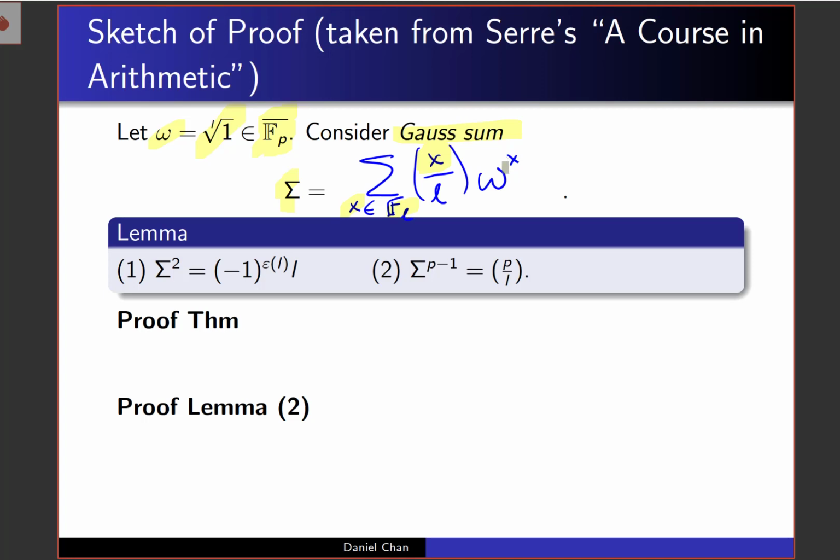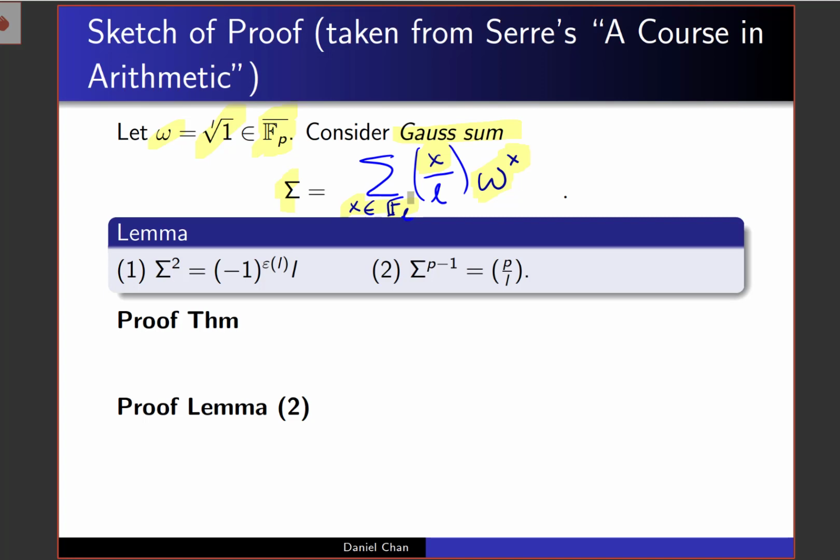Similarly, remember you've got an omega to the power of x here. This is not an integer, but since omega to the L is equal to 1, to define this, you only need to know what this x is modulo L. So it's okay to do this with x in F_L. So this is the special tool that you're going to use to prove the quadratic law of reciprocity.